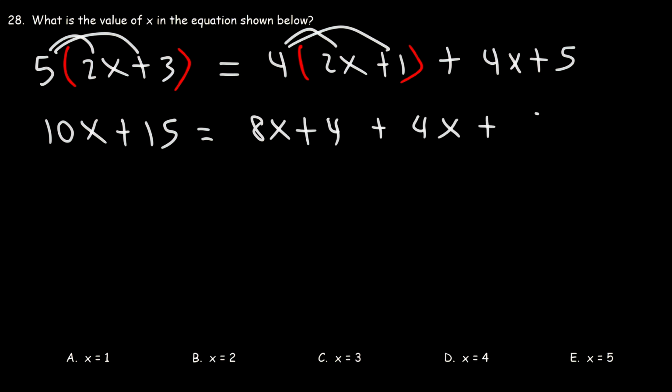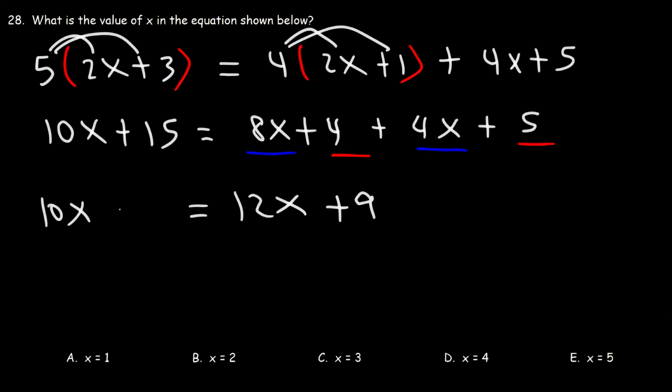Now our next step is to combine like terms. So we could combine these two. 8x plus 4x is 12x. And we can combine 4 and 5, which is 9. So now we have 10x plus 15 is equal to 12x plus 9.